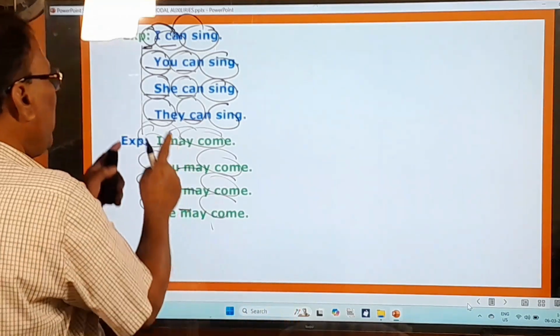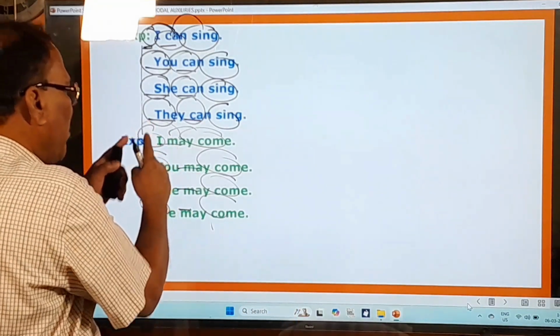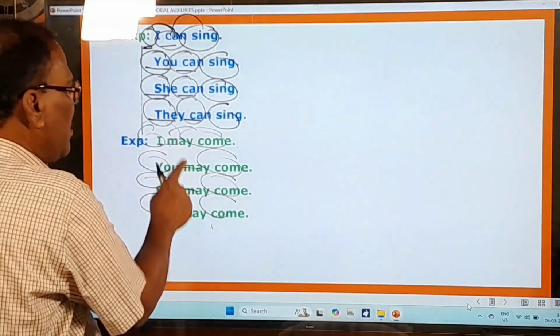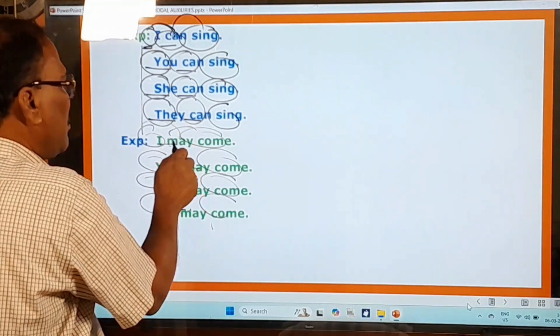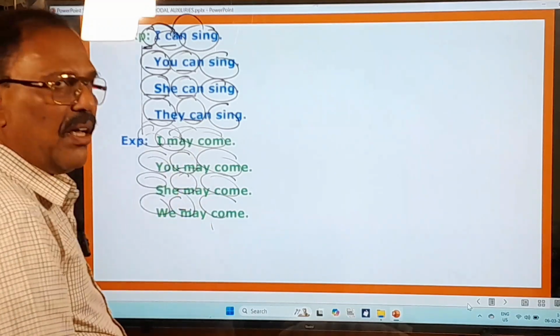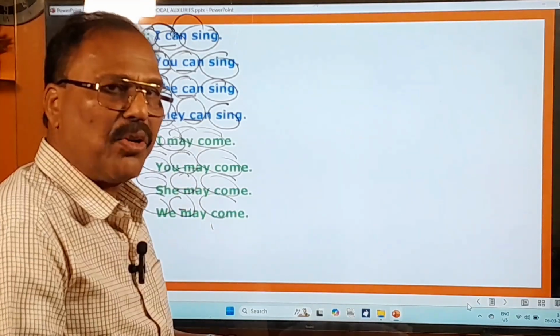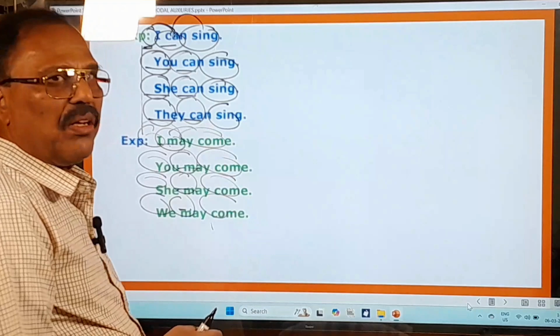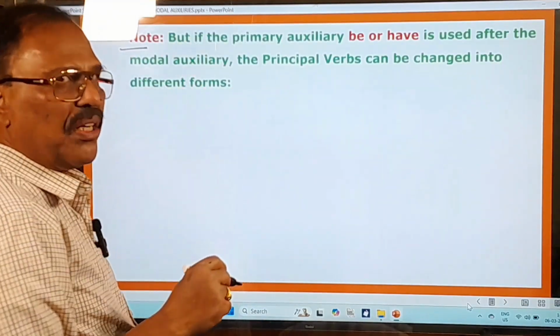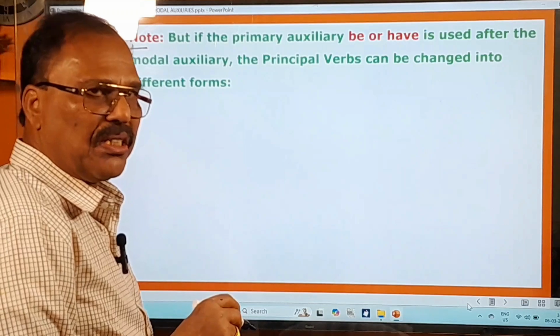So whatever may be the number of the subject, whatever may be the person of the subject, this "may" doesn't change. And this is the point you are learning from these two examples. And now you move on to learn some more important things about these modal auxiliaries. Okay, note. If you look at this note, you understand some very important aspect.